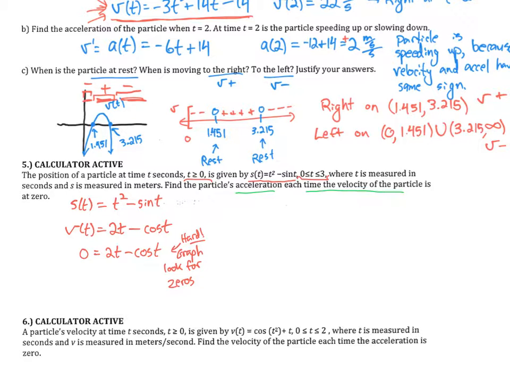Okay, so what I did is I entered my velocity function into my calculator and I graphed it only on the window from 0 to 3, because I know according to this interval that I only need to worry about times that are between 0 and 3. So I graphed my function in my calculator, and hopefully you did as well, and what I got was a line that looks roughly like this.